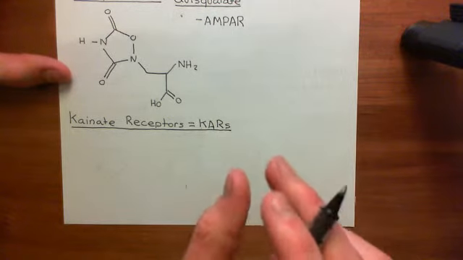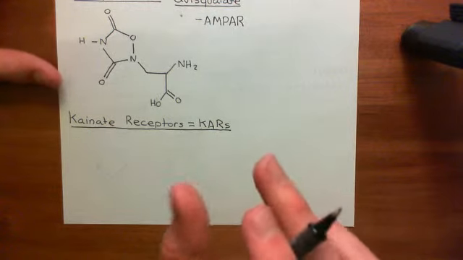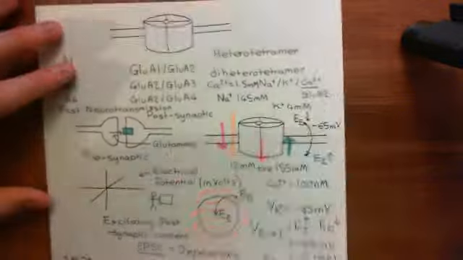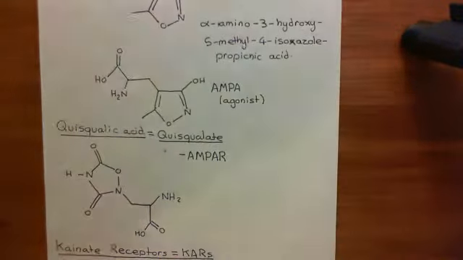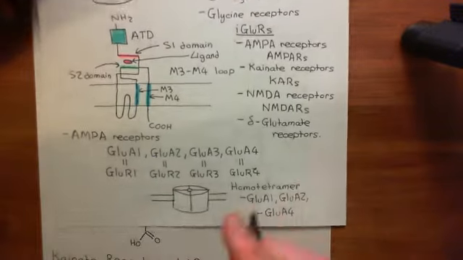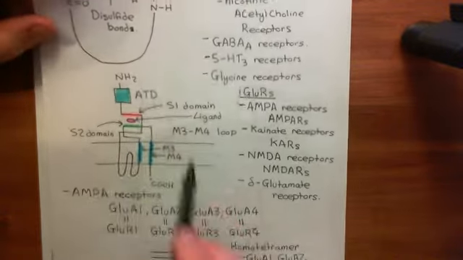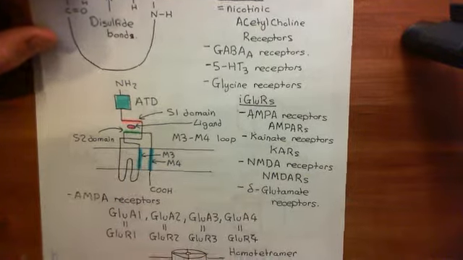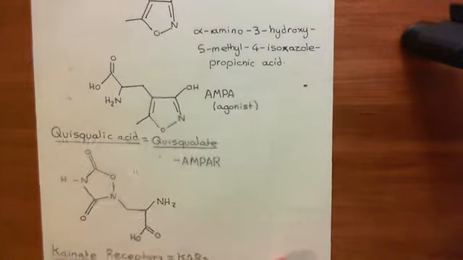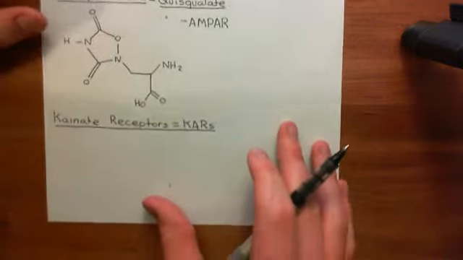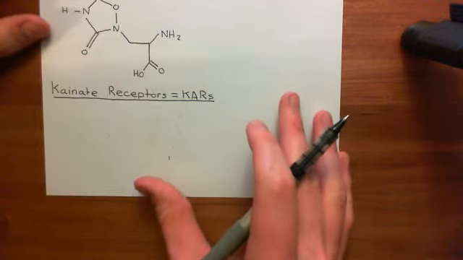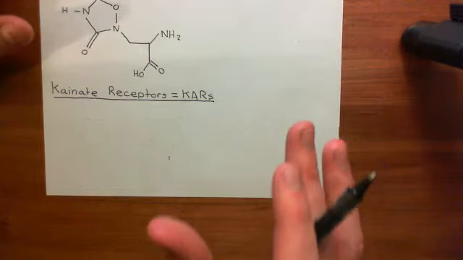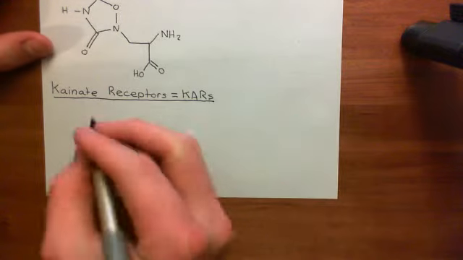They all have this tetrameric structure, where the subunits have that characteristic structure. They're all tetramers, and each one of the subunits has this characteristic structure. So we want to start off with how many different subunits you have for kainate receptors. Well, you have 5 different subunits for kainate receptors.